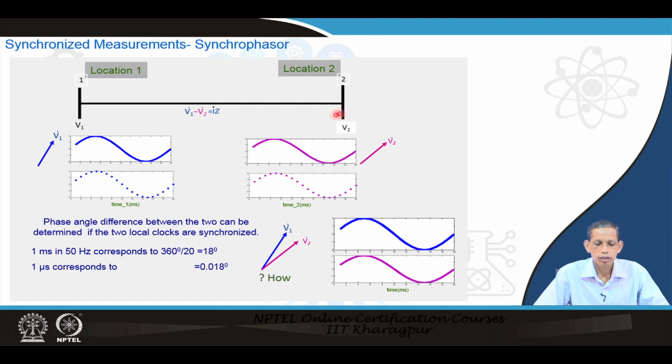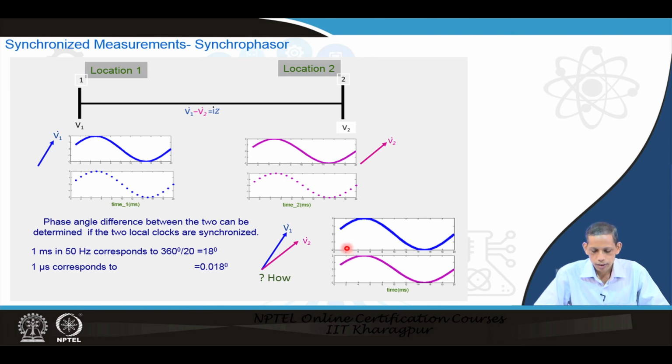It means that either they should have the same clock, which in this case seems to be impossible because they may be hundreds of kilometers away. Otherwise, they should have a time reference from which the corresponding devices should get the time information. Then only the two waveforms would have the same time axis, and we can draw the corresponding phasors in one plot. If so, then we can have a meaningful comparison, then we can write V1 minus V2 or V1 upon V2, and so we can play with the phasors.